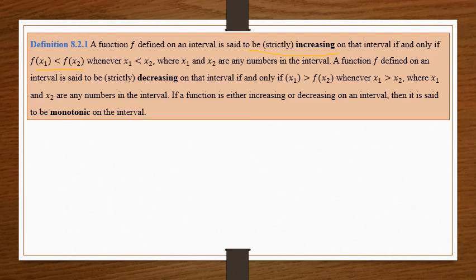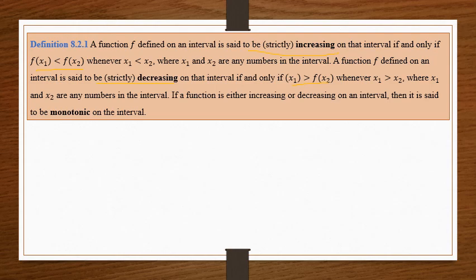And a function f defined on an interval is said to be strictly decreasing naman on that interval if and only if f of x sub 1 is greater than, kabaliktaran kanina. Kasi kung strictly increasing yung function natin, f of x sub 1 is less than siya kay f of x sub 2. Kung strictly decreasing naman, class, on that given interval, yung function natin na f of x sub 1 is greater than siya kay f of x sub 2 whenever x sub 1 is greater than x sub 2, where x sub 1 and x sub 2 are any numbers in the interval.